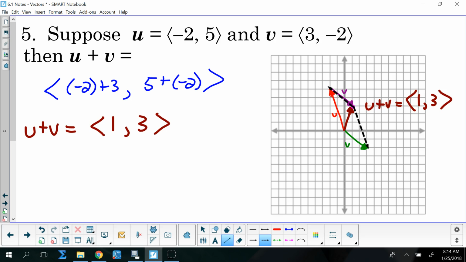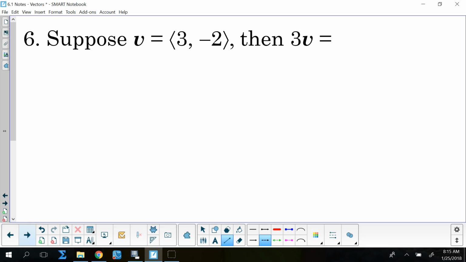Easiest way is you just add the component forms. Okay? That's the easiest way to add or subtract vectors.